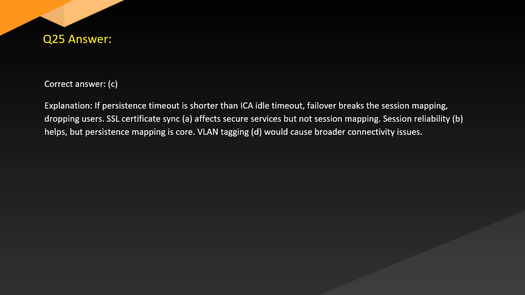Answer. Correct answer: C. Explanation. If persistence timeout is shorter than ICA idle timeout, failover breaks the session mapping, dropping users. SSL certificate sync, A, affects secure services but not session mapping. Session reliability, B, helps, but persistence mapping is core. VLAN tagging, D, would cause broader connectivity issues.